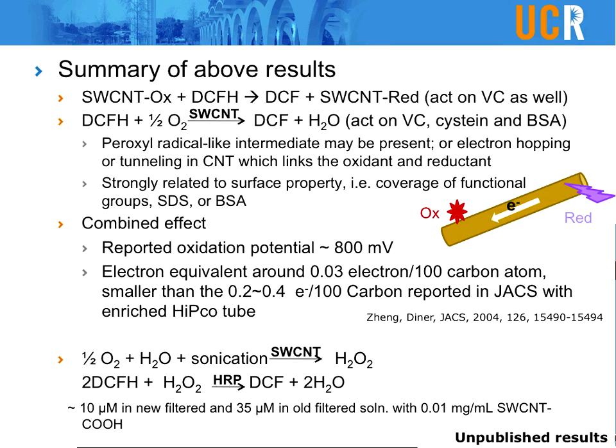But still, we can see the carbon nanotube as a catalyst that enhances the oxidation reaction between these oxidizing and reducing agents adsorbed onto the surface. The reaction needs to happen very close to the surface so that the electron conduction by the carbon nanotube can work. So the reaction could be affected by the coverage of functional groups on the surface, or by the coverage of SDS or BSA on the carbon nanotube surface.